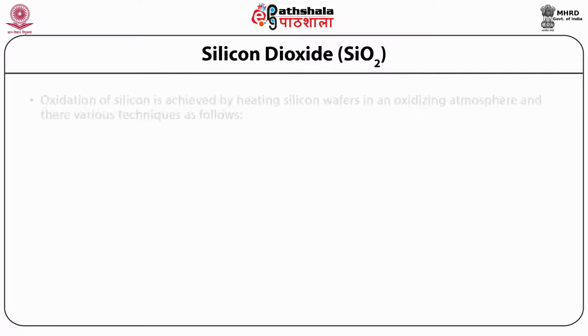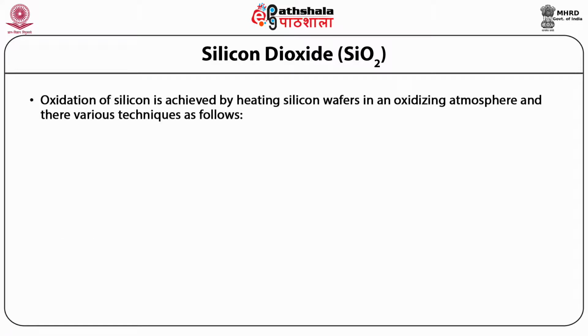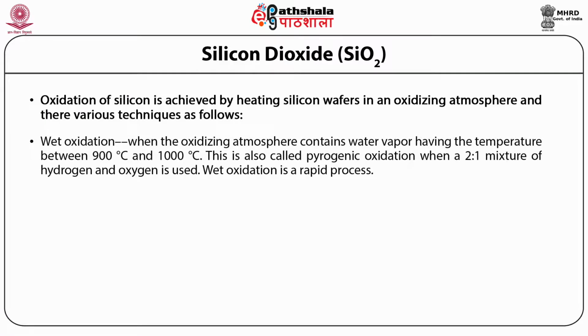So students, oxidation of silicon is achieved by heating silicon wafers in an oxidizing atmosphere, and hence there are various techniques as follows. First, we have the wet oxidation. When the oxidizing atmosphere contains water vapor at a temperature between 900 degrees Celsius and 1000 degrees Celsius, this is called pyrogenic oxidation. That is when a 2:1 mixture of hydrogen and oxygen is used. It's a rapid process basically.